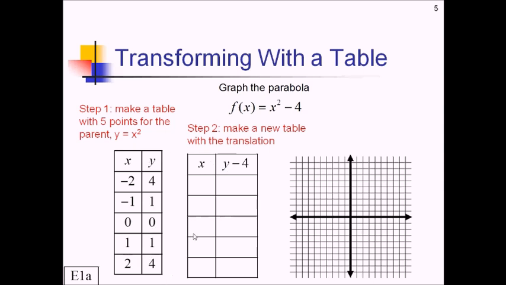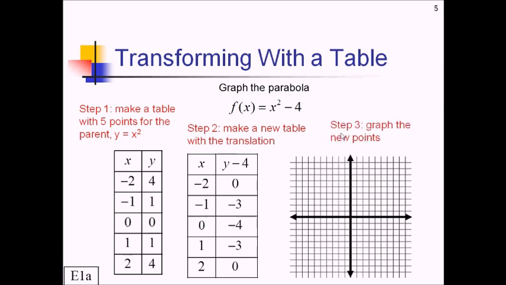Going through now, I'm going to go just column by column. X values are all going to stay the same, no changes there, but we're going to subtract 4 from all the y values. So this 4 is going to become a 0 in the new graph. 1 becomes -3, 0 becomes -4, and then we have -3 and positive 0, just plain old 0 again.